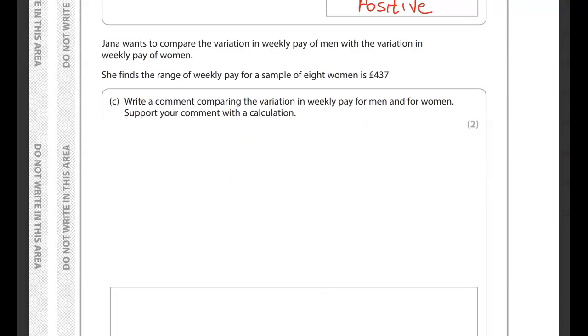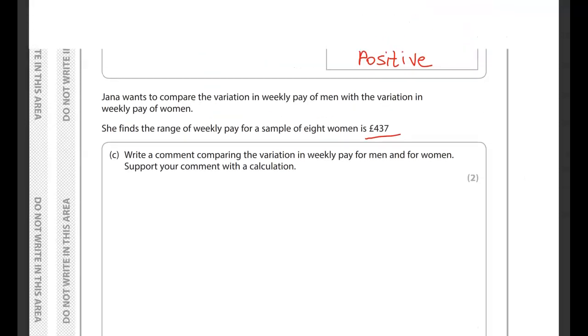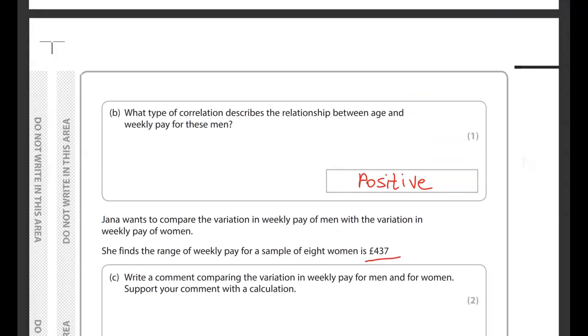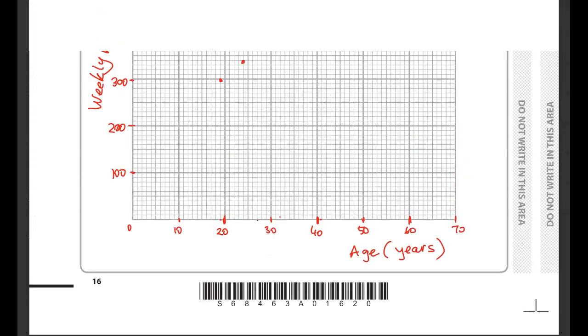Jenna wants to compare the variation in weekly pay for men with the variation in weekly pay for women. She finds the range of weekly pay for a sample of 8 women is £437. Write a comment comparing the variation in weekly pay for men and for women. Support your comment with a calculation. So this is the range for women. What is it for men?